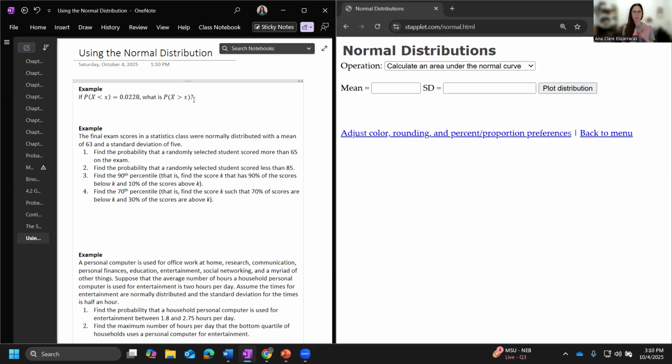Well, these two are complementary. One is to the left and one is to the right, and together those two make one whole. So the way that I can calculate that is I can say 1 minus the probability that we're given. And this is given as a decimal, so I can leave it as a decimal. And if I do 1 minus 0.0228, I get 0.9772. So if the probability to the left is 2.28%, the probability to the right is 97.72%.